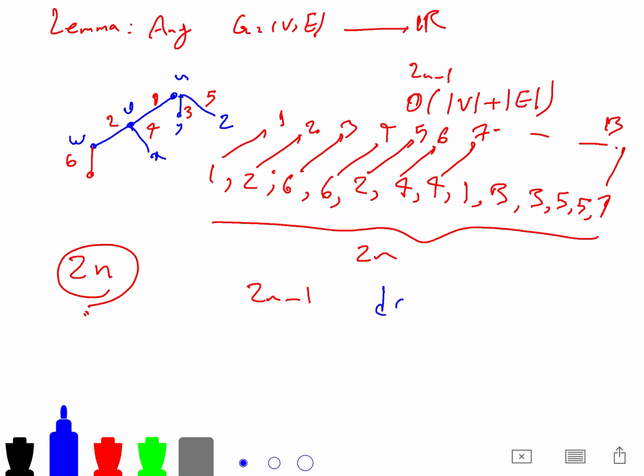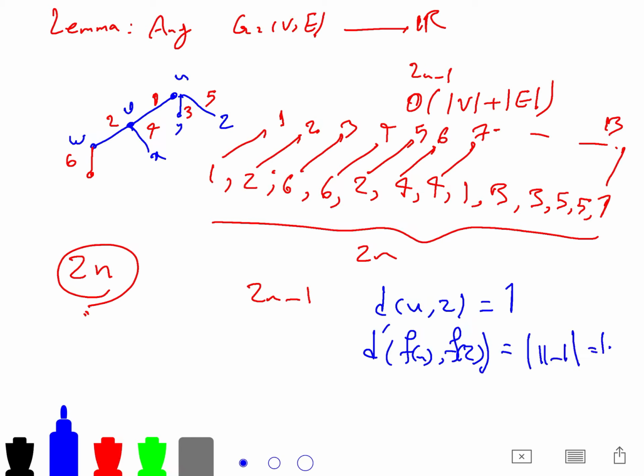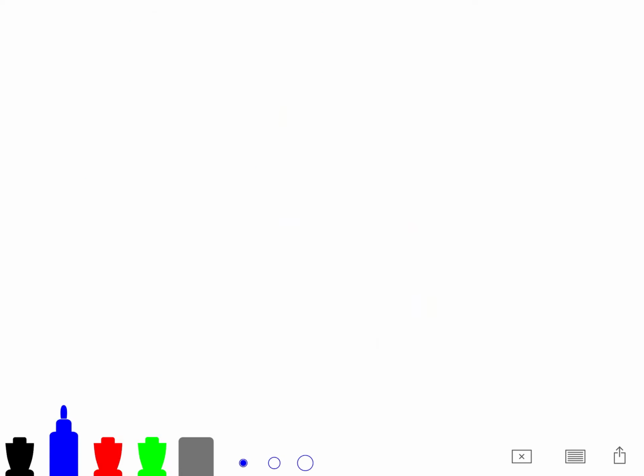For example, the distance between U and Z is 1. But the distance between f of U and f of Z, in the Eulerian tour, if you count it and you label it, becomes 11 minus 1, which is 10. So it is non-contracting. So what is the algorithm for computing an embedding of distortion at most order of c squared?